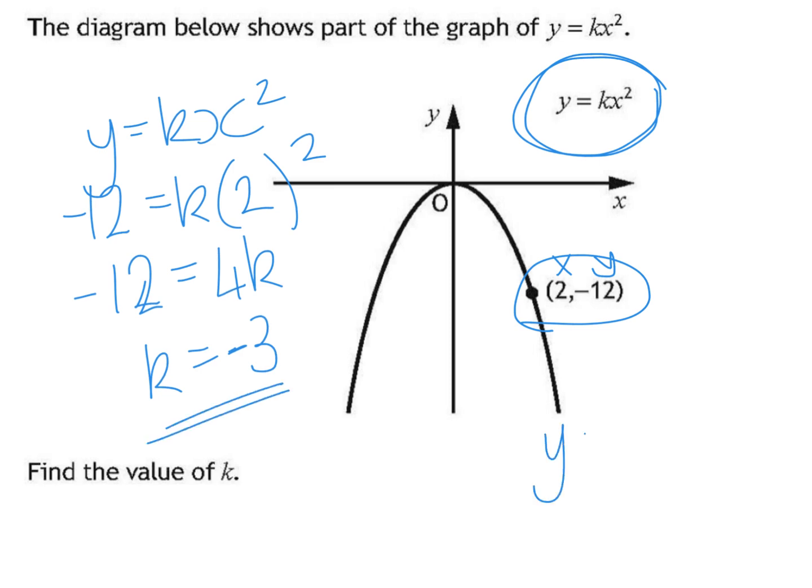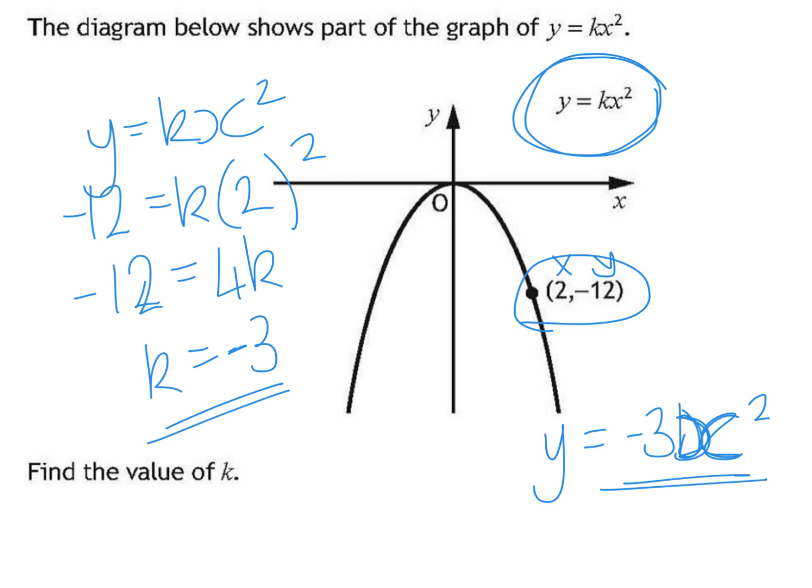If you want to show off, you can write y equals negative 3x squared, and that's what you would do if they were asking for the equation. So that's one wee throwaway question worth 2 marks. Lovely if it comes up, and then you remember that, subbing in a coordinate.